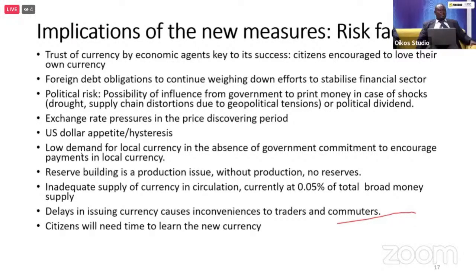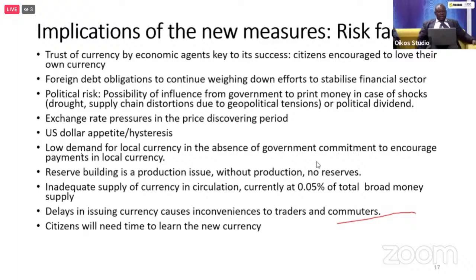Exchange rate pressures in the price discovery period. We have a new exchange rate, a new price of the ZiG to the US dollar that we are going to start off with, but continuously the actual price is going to be discovered through the market. We are happy now that it's a market determined exchange rate. Then there's also going to be some US dollar appetite that people are continuing to have from the past. People will continue to prefer the US dollar to any other currency that will come along their way.